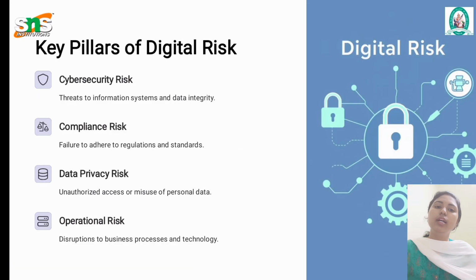Here we are going to see the key pillars of digital risk, which are cybersecurity risk, compliance risk, data privacy risk, and operational risk. These are the four types of digital risk. First, cybersecurity risk, which means threats to information systems and data integrity. The next is compliance risk, which means failures to follow regulations and standards. Data privacy risk means unauthorized access and misuse of personal data. It is one of the major types of risk.